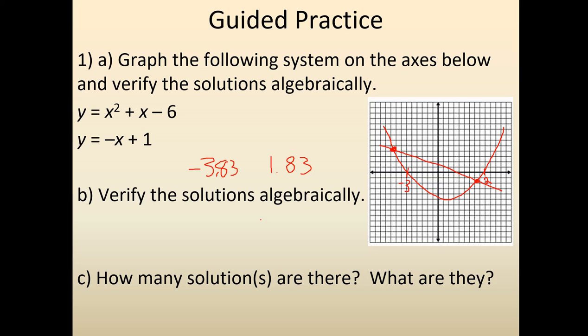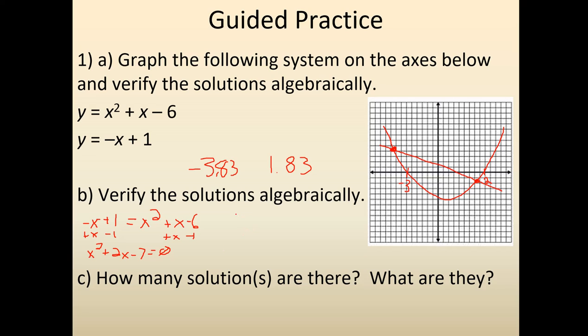All right. So we can actually check to make sure these are solutions by taking these numbers and plugging them in and seeing if they equal 0. But I'm actually going to solve this a little bit differently. Since the solutions here will be where these two cross, that means their y values are going to be the same. So I'm going to set negative x plus 1 equal to x squared plus x minus 6 and solve it like a quadratic. I'm going to add the x over and subtract the 1, and I get x squared plus 2x minus 7 equals 0.